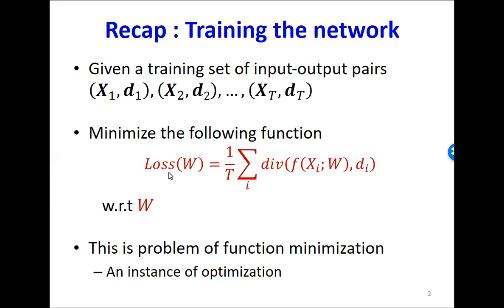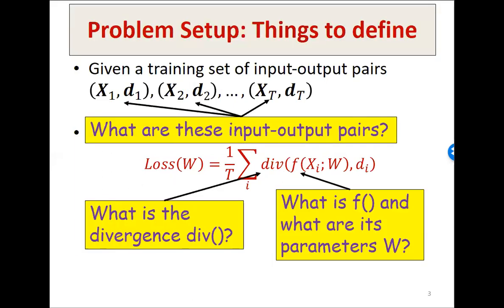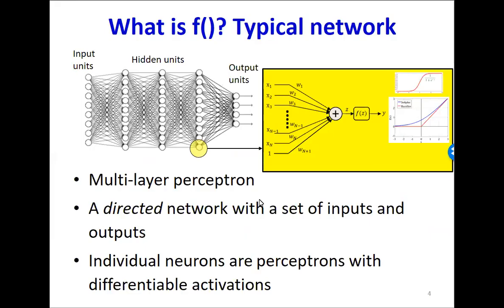This is a problem of function minimization. In order to actually perform this minimization, we need to define several things, including what are these input-output pairs, what is this function f, and what is this divergence. So we defined all of these.